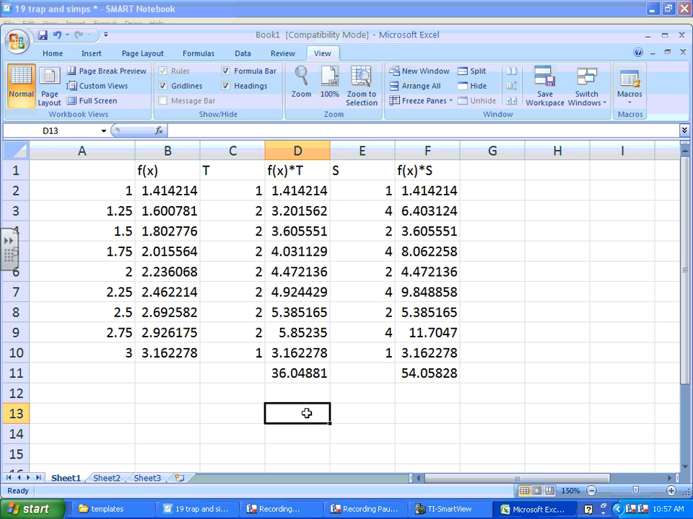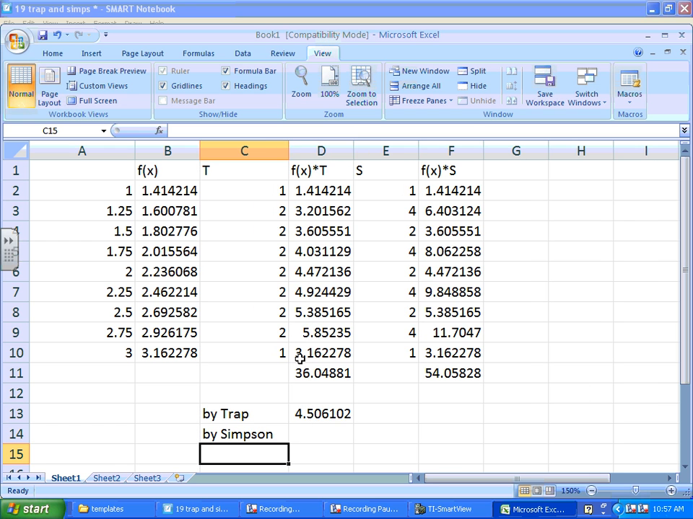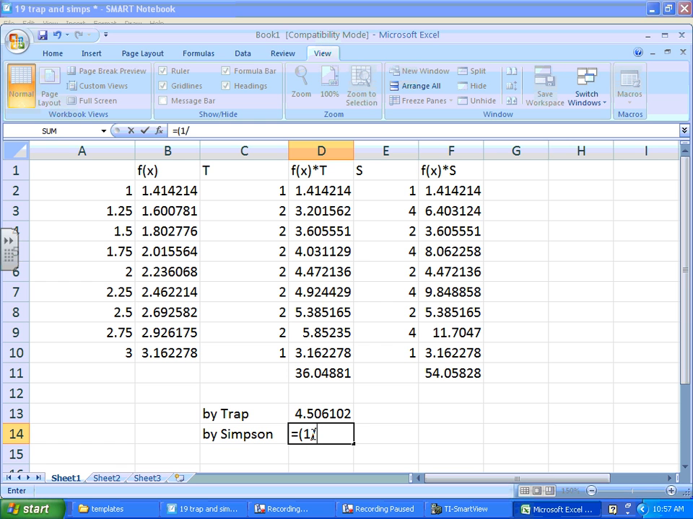And finally, to finish the question, we can come here, say the answer by trapezoid. The answer is equal sign, okay, the formula has 1/2 times step size, which was 1/4, times the trapezoid sum, and answer by Simpson's. I should enlarge that column a little bit. The sum should be equal sign, 1/3 this time, right? 1/3 times step size, which is 1/4, times the cell and the answer you got from there.